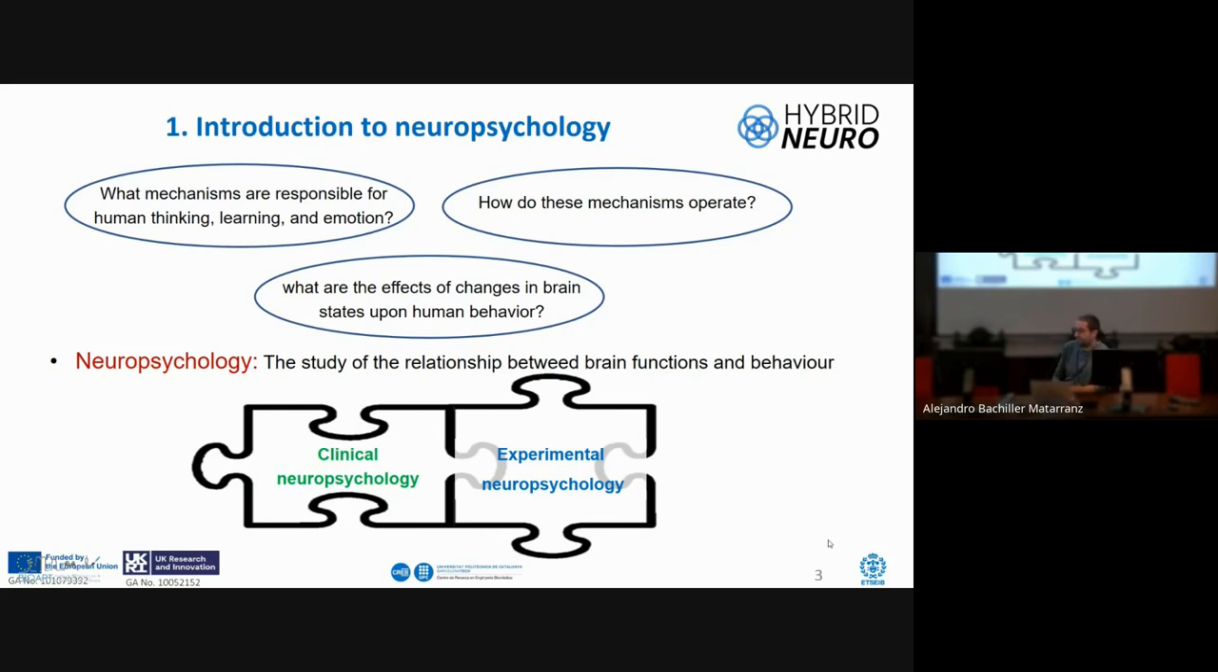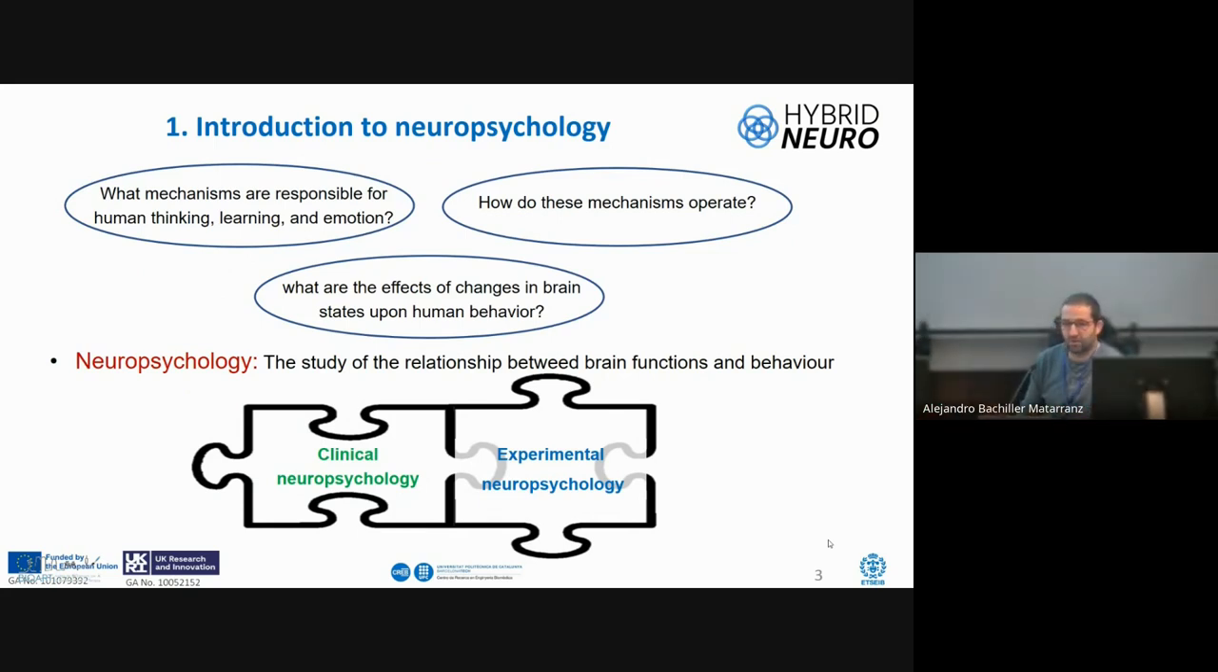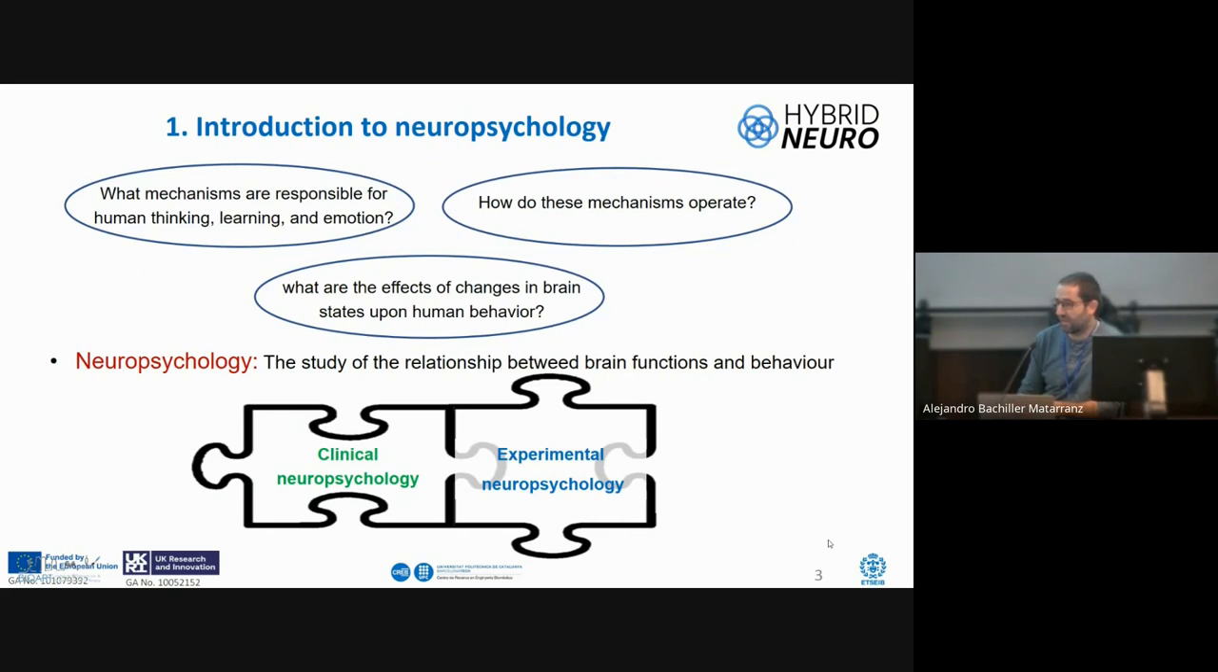We start with an introduction to neuropsychology, and there are some common questions concerning it. For example, what mechanisms are responsible for human thinking, learning, or emotion? How do these mechanisms operate? Or what are the effects of changes in brain states upon human behavior? So neuropsychology is the science that studies the relationship between brain functions and behavior.